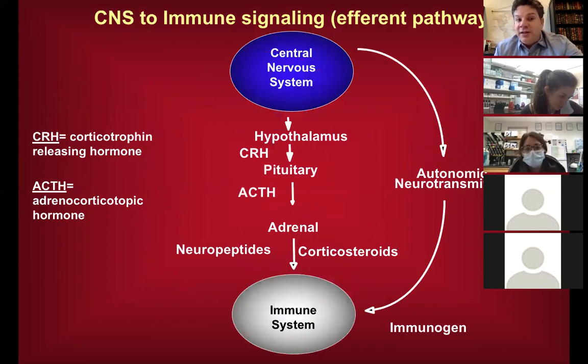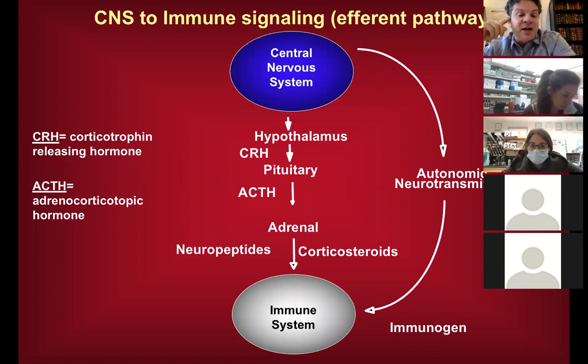This is the efferent signaling. So these are signals that come from the brain and then modulate the immune system. There are two arms of this. There's the autonomic nervous system, so this is going to be the sympathetic nervous system. You're going to see things like beta adrenergic receptor signaling. You're going to see also the activation of the HPA axis. This is the hypothalamic pituitary adrenal gland axis, where the hypothalamus releases CRH, corticotropin releasing hormone, to the pituitary, which releases adrenocorticotropic hormone.